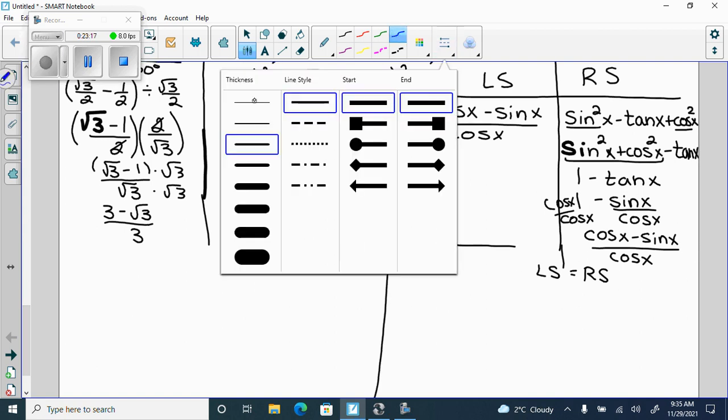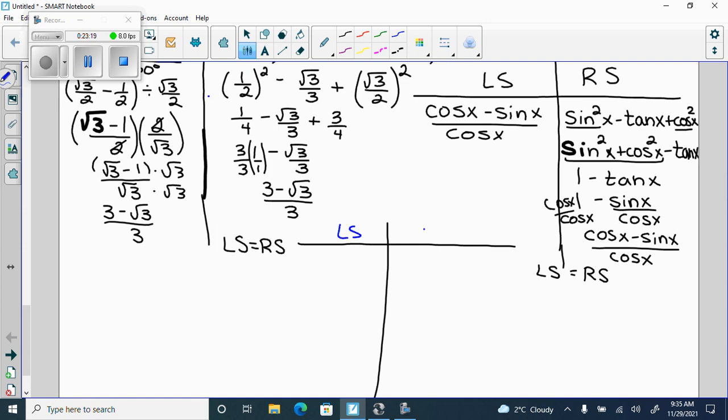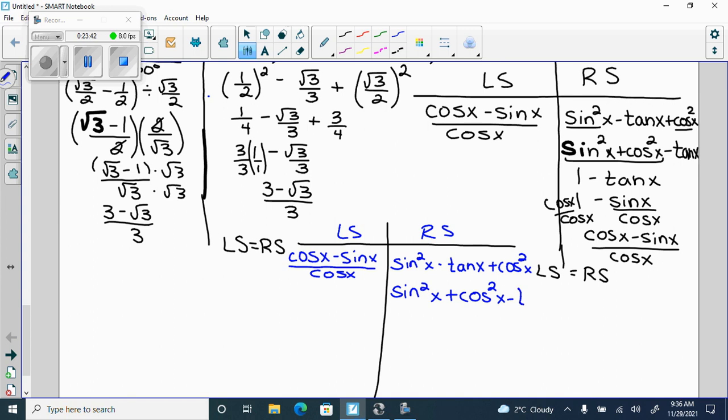Do it in blue. So we would still rewrite it, cos x minus sine x over cos x. And then sine squared x minus tan x plus cos squared x. Just showing you another way so that you can see something different that might pop in your head if you get stuck at a different point on a test. So this becomes 1 minus tan x.